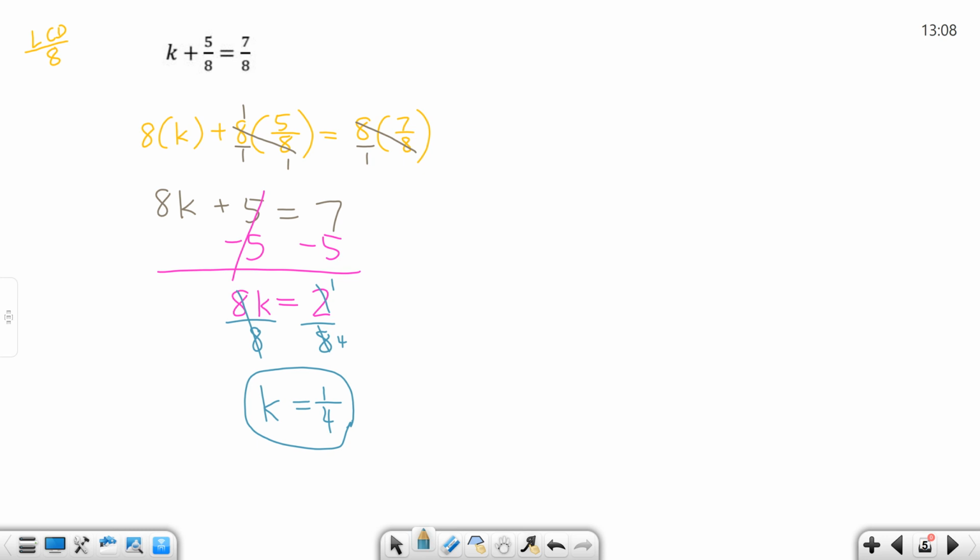So 1/4 plus 5/8 is 7/8, and 1/4 is 2/8, right? So 2/8 plus 5/8 is 7/8. 1/4 and 2/8 are what they call equivalent fractions, right?